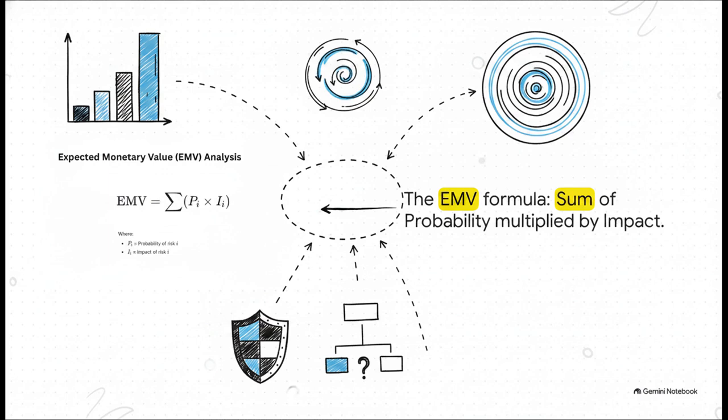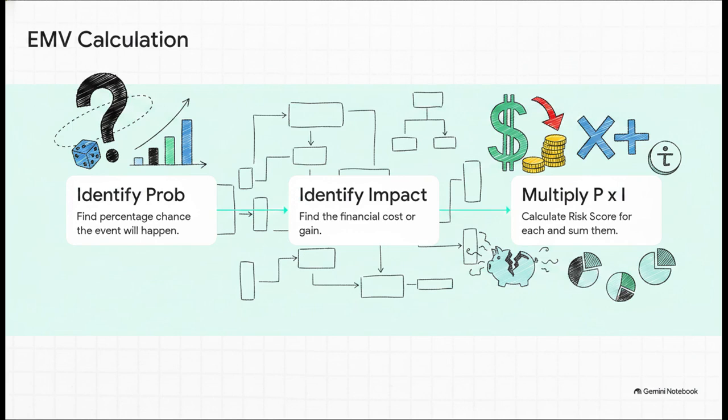Our core formula for quantifying risk is expected monetary value, or EMV. The formula is simply the sum of probability multiplied by impact. If you're a visual learner, lock this equation into your brain right now. EMV equals the sum of P times I. Let's break down the actual mechanics of this formula step by step so the math feels super simple.